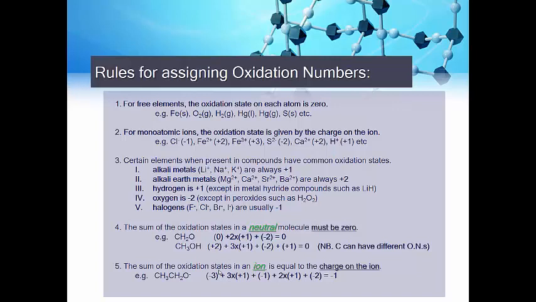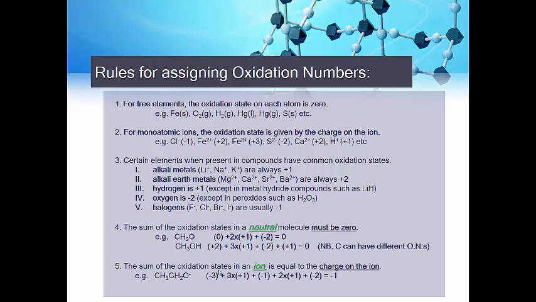Okay, now, the sum of the oxidation states of the ions is equal to the charge on the ion. So if you have a complex that's not neutral, so no charge on it, and it has an overall charge, then you just have to do the same thing but give that charge overall. So what do I mean?